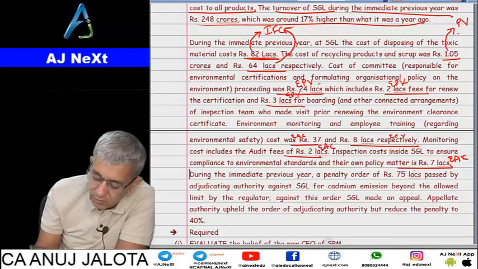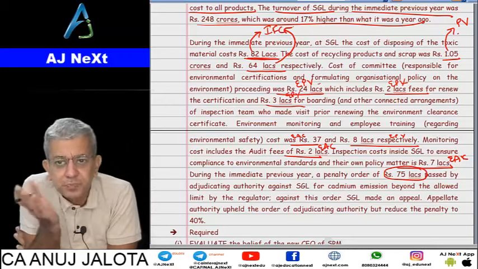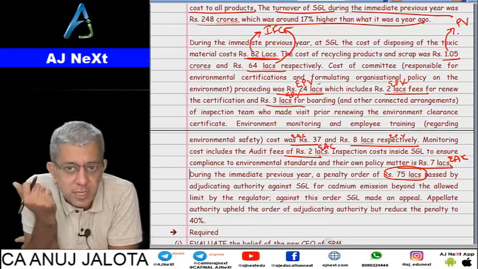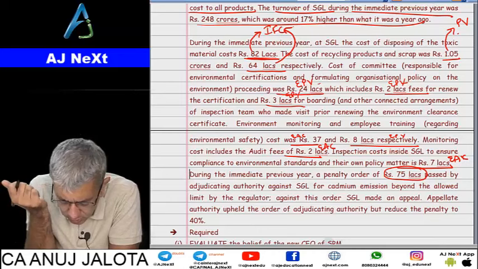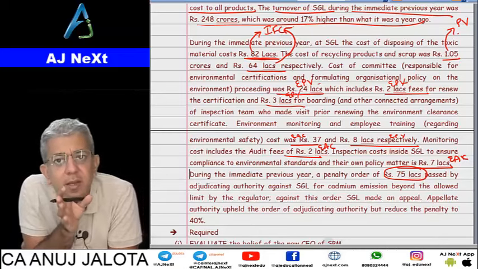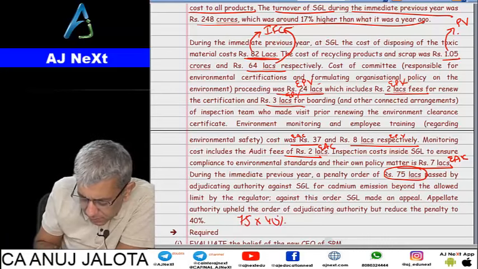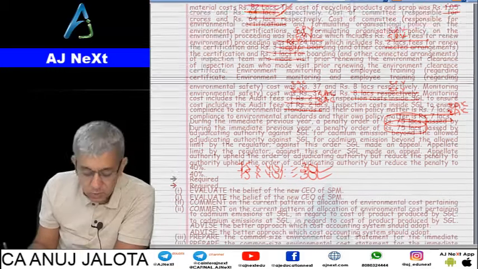So, originally we were penalized to the extent of what amount? 75 lakh for all these things, like a lot of cadmium was discharged into the environment. Later on, we gave an appeal against it, and the authority reduced it to 40%. So, therefore, 75 lakhs into 40% will make it how much here? 30 lakhs. Okay. So, this is your question as such.